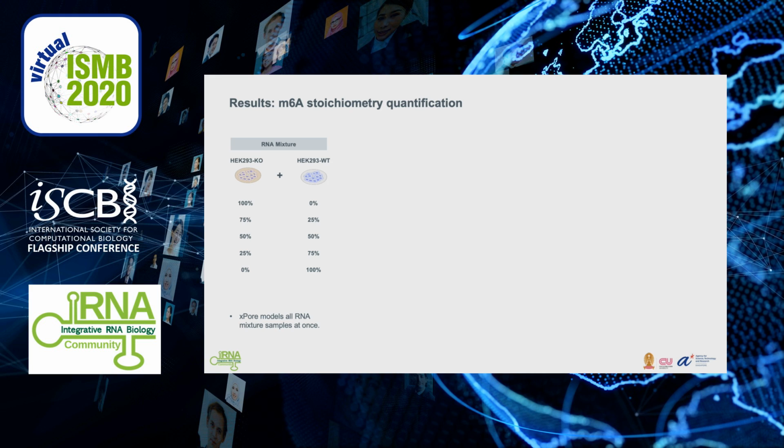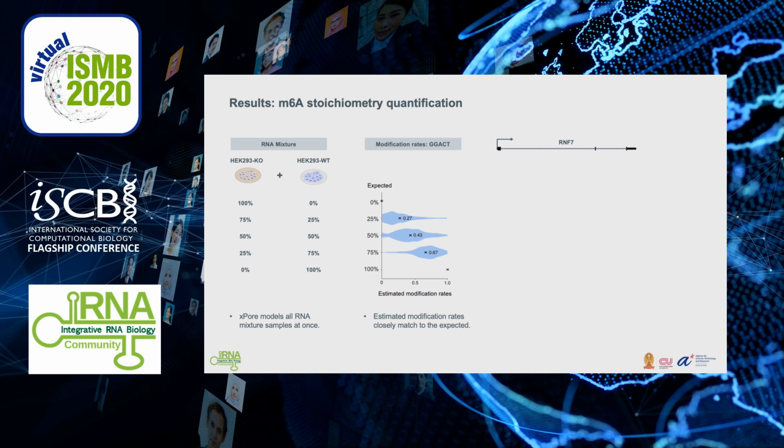In this case, we generated additional data by mixing the wild type and knockout cells at different ratios, resulting in 5 samples in total. Then we let Explore run on all datasets simultaneously. As expected, the modification rates are closely matched to the percentage of the wild-type cells in the RNA mixture on average. Let me give you an example of RNF7, a protein coding gene.